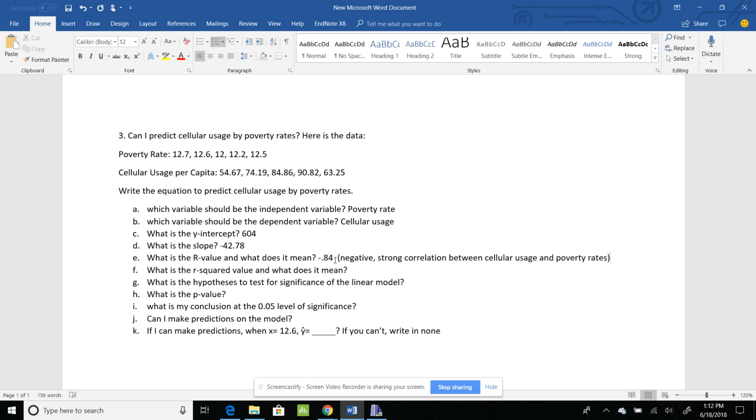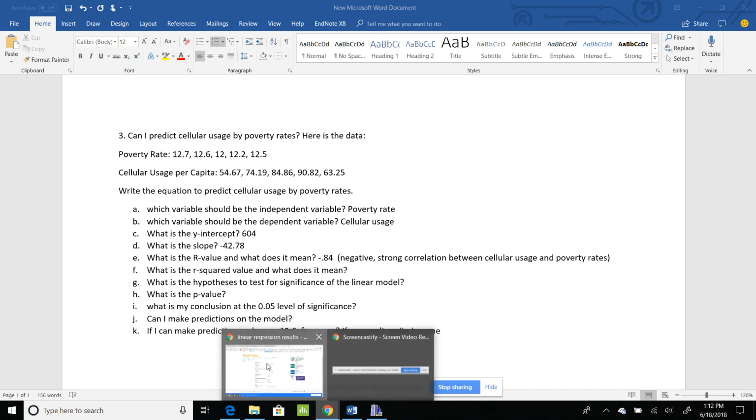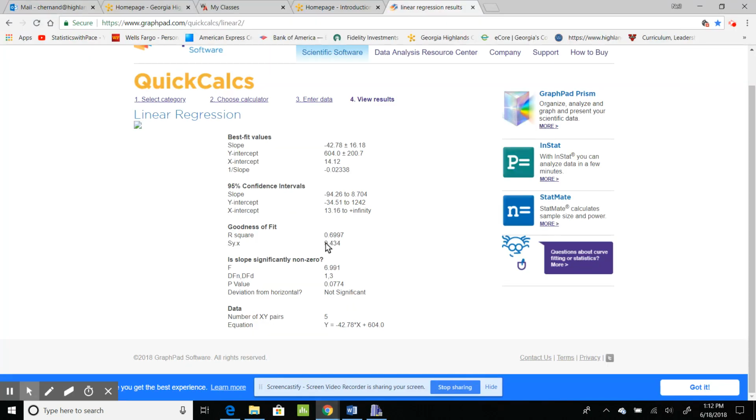Okay, so again, what you're going to do is take the square root of R squared, which is 0.6997. If you do that, you'll get 0.84, but then you have to give it the negative because there's a negative slope. So always remember that, your R is going to correlate to whatever your slope is.